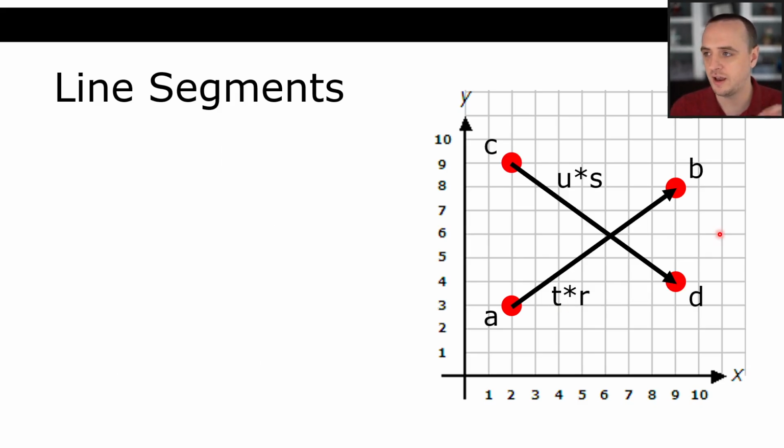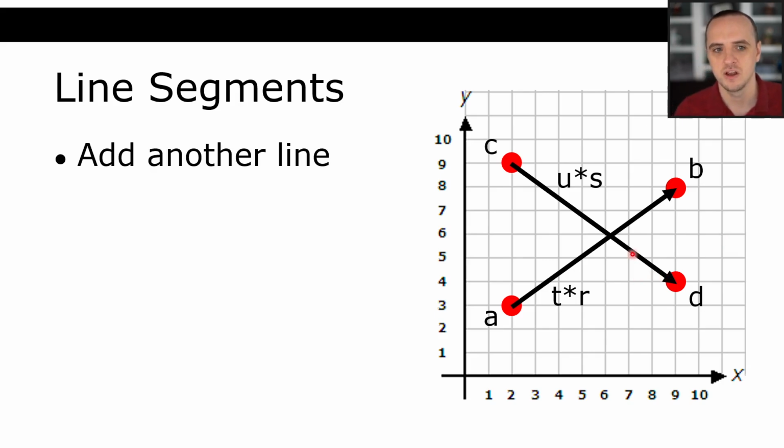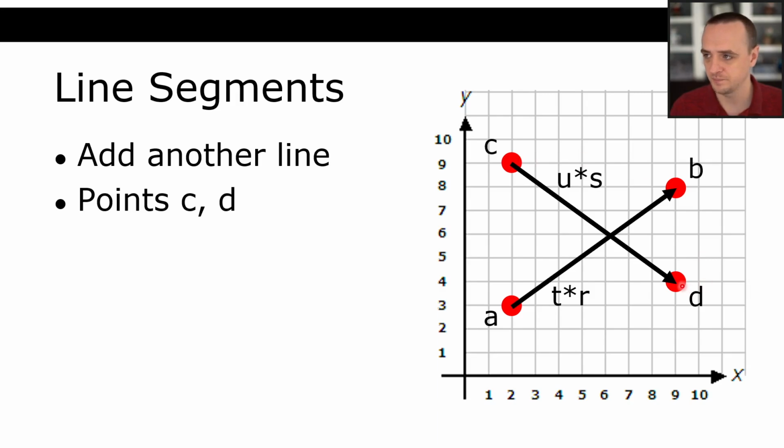So, line segments. Let's add another line, because we're going to be talking about line segment intersection, and we have to have two lines in order for that to happen. Currently we've been talking about A and B, and R is the vector between them, and T is the scalar for R. We're going to have a lot of letters, but they're going to be consistent, so it shouldn't be too bad. Now, let's add points C and D.